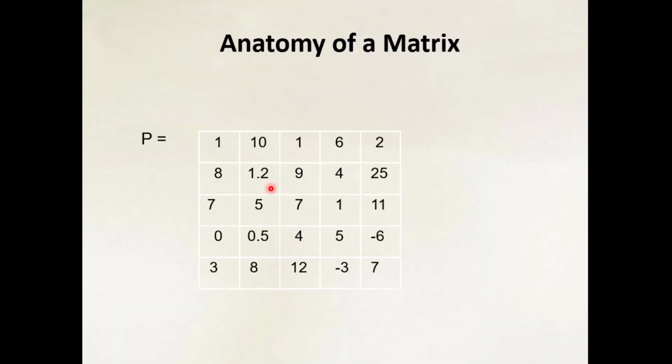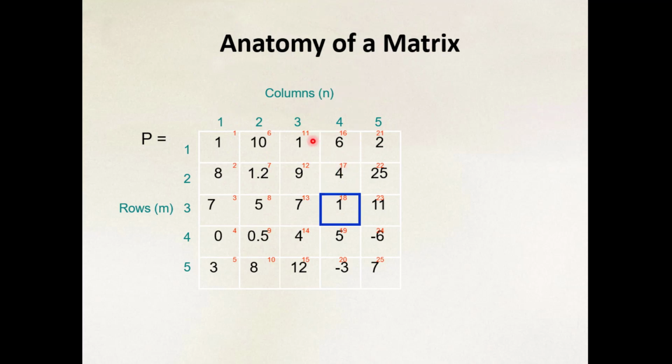Let's look at the anatomy of a matrix. A matrix is made up of rows defined horizontally and columns defined vertically. The intersection of a row and column defines the address of each element of a matrix, or what we refer to as a cell, similar to what you have in a spreadsheet. So this element is defined by the row and the column.